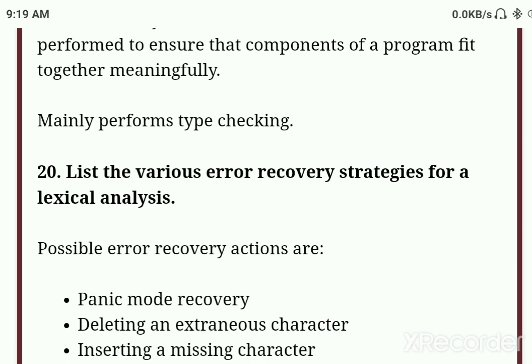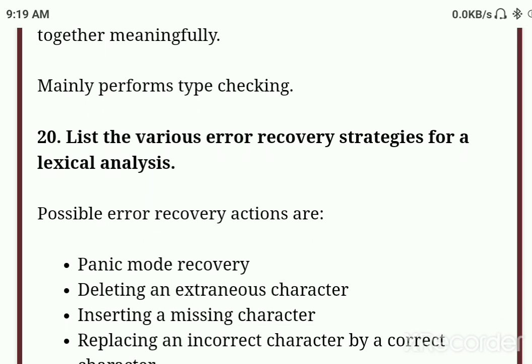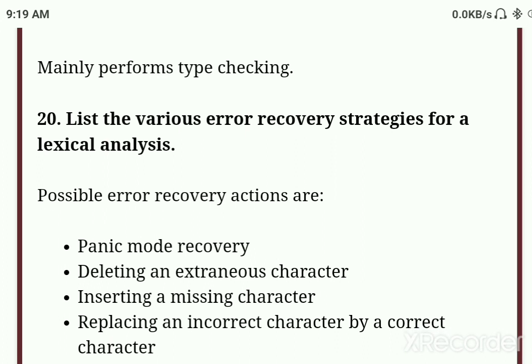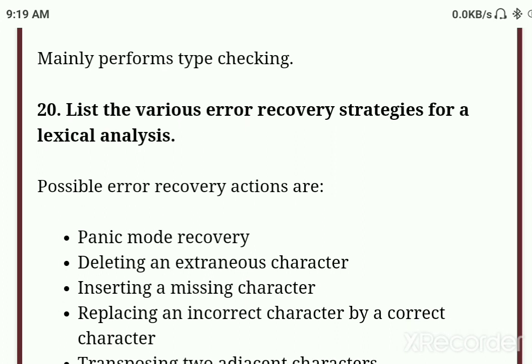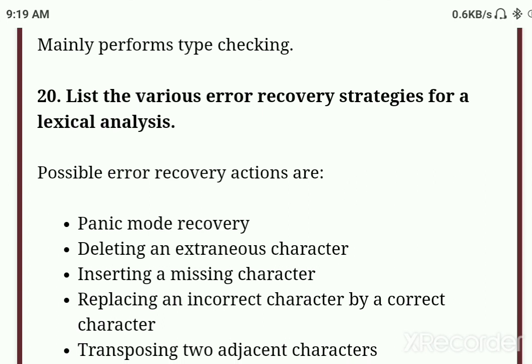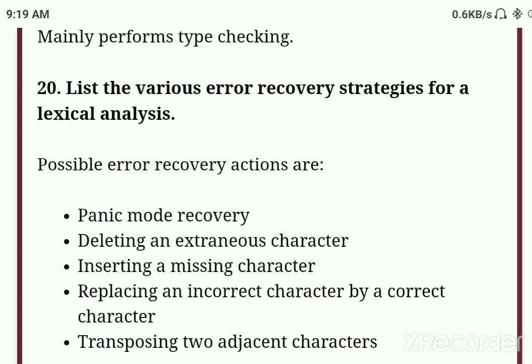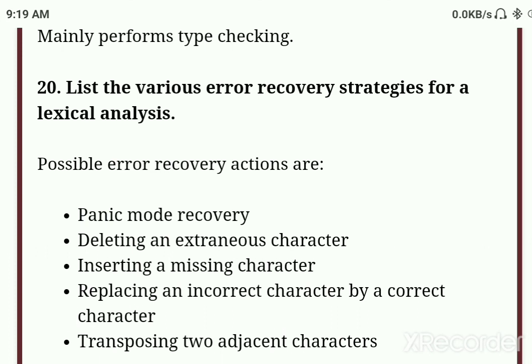List the various error recovery actions for lexical analysis. Possible error recovery actions are panic mode recovery, deleting an extraneous character, inserting a missing character, replacing an incorrect character by a correct character, transposing two adjacent characters.